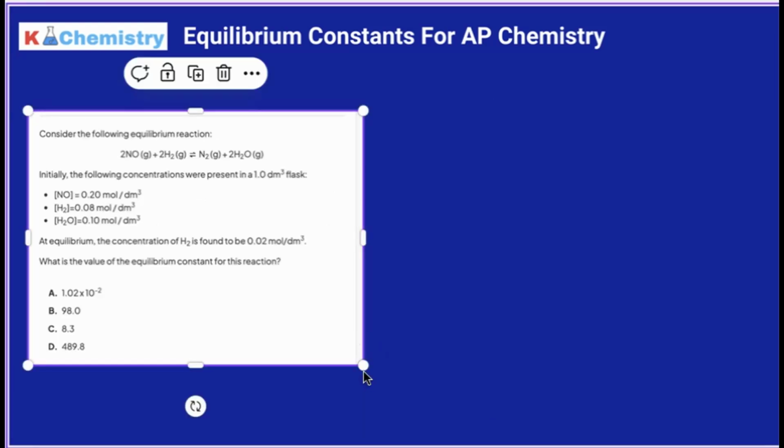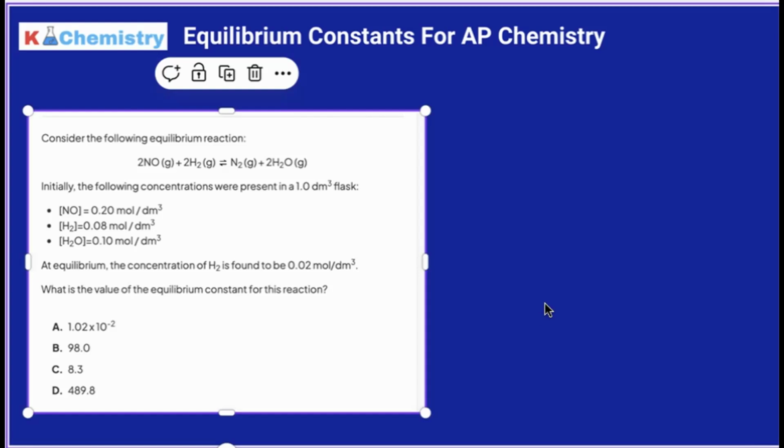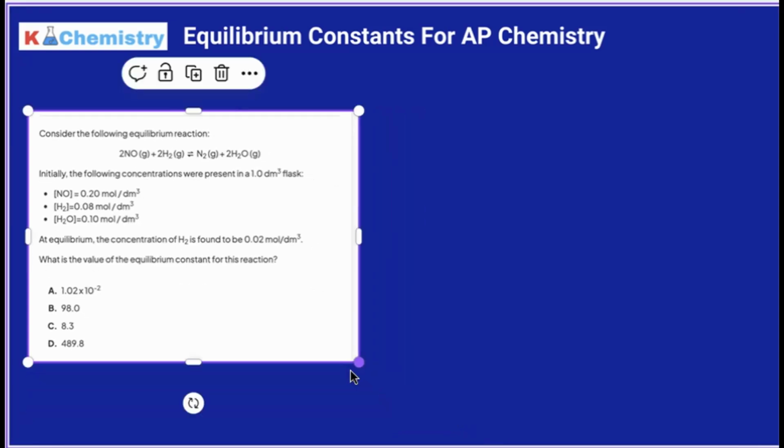Last question: consider the following equilibrium reaction. Initially, the following concentrations were present. At equilibrium, the concentration of H2 is found to be 0.02. What is the value of the equilibrium constant for this reaction? It looks like a difficult question, but let's simplify it. Let's try to do it slowly and find the answer. I'll make the ICE table.